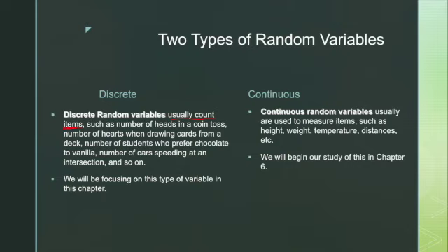Continuous random variables are usually used to measure items such as height, weight, temperatures, distances. Remember, discrete values can only take on whole number values. And continuous values could take on anything. I could have 0, 0.257, 1.02, right? And that's where discrete and continuous variables come from, which we talked about when we were talking about the different types of data being either qualitative or quantitative, discrete or continuous.